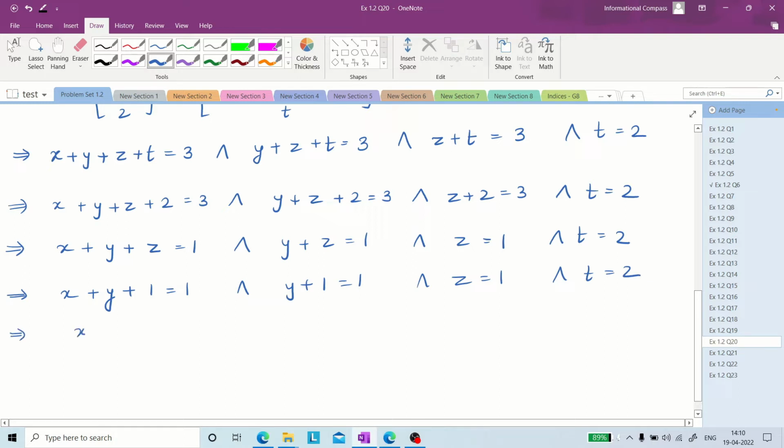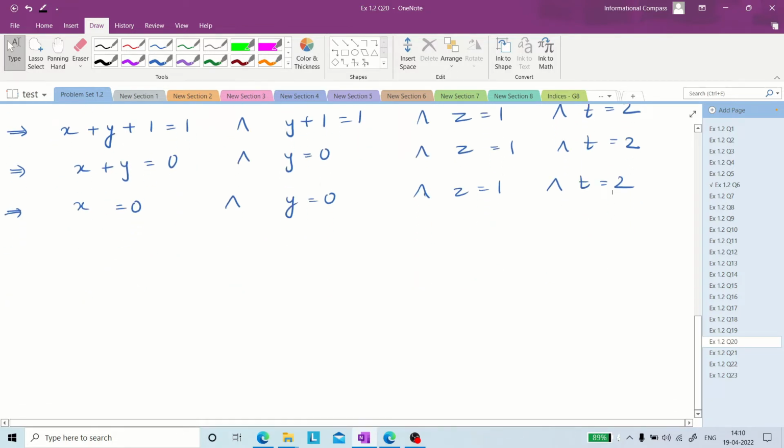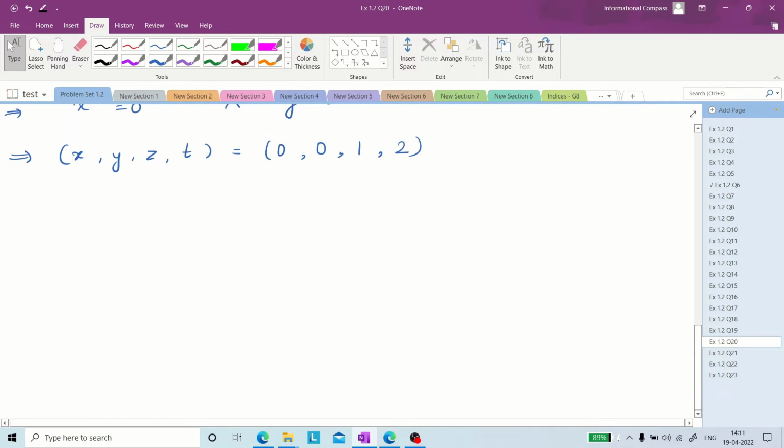Now finding out the equations, x plus y will give you 0, y will be 0, z is 1 and t equals 2 from the previous steps that we have solved, which implies based on y equals 0, we'll have x also equal to 0, intersection y equal to 0, intersection z equal to 1, intersection t equal to 2. I hope I'm clear with this step. This implies x, y, z, t will be 0, 0, 1, 2. Okay, so this is our solution.